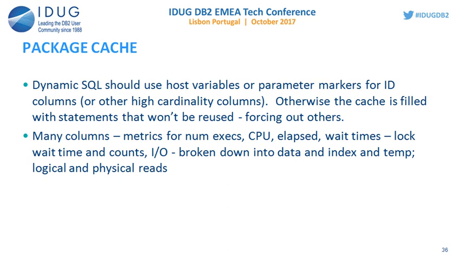Now, as I said, there are metrics for wait times, elapsed times, how many lock waits there are, how many IOs, broken down between data and index and temporary, physical and logical reads. The physical read is the actual IO. The logical read says, I need this page, and at first DB2 looks in the buffer pool. And if it finds it there, that's it. It doesn't have to do the physical read.